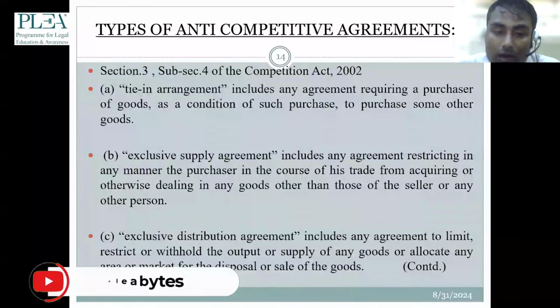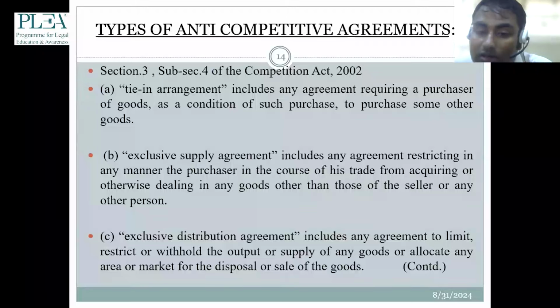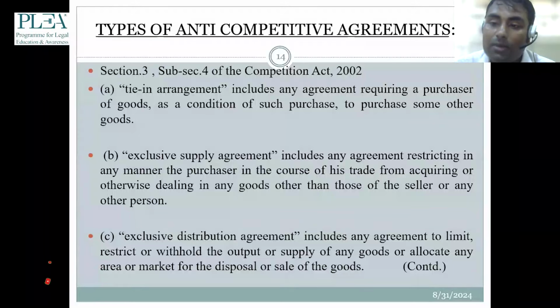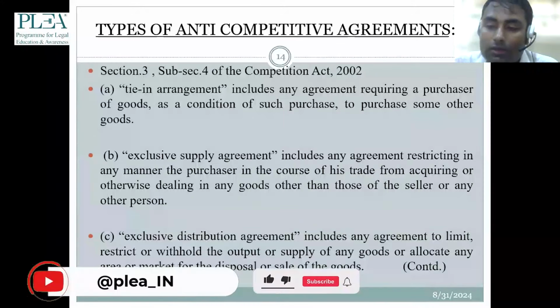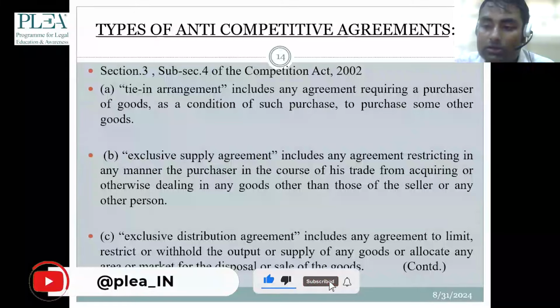And then exclusive distribution agreement, which includes any agreement to limit, restrict or withhold the output or supply of any goods. So you know that a product is there in the market. Just now, recently, a havoc flood was there in Tripura.